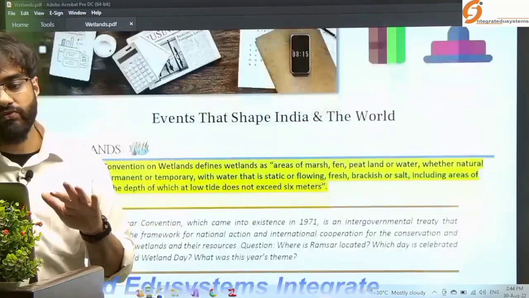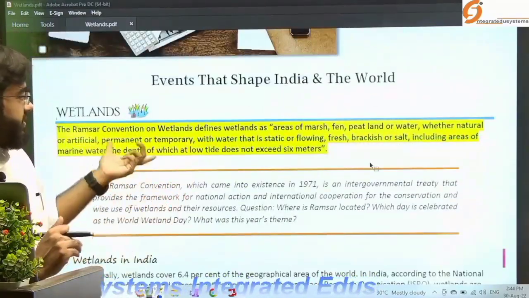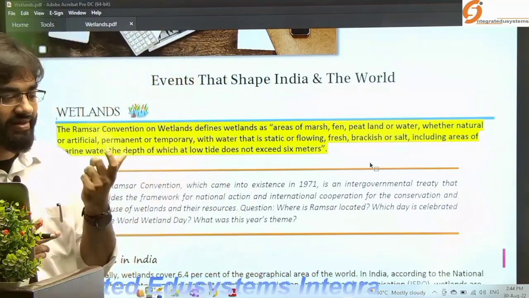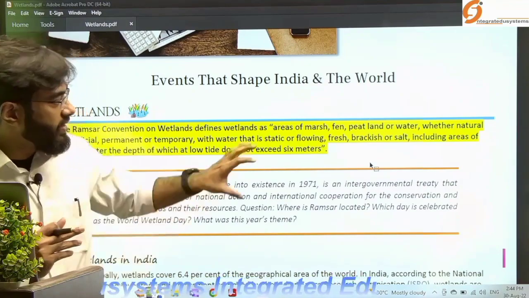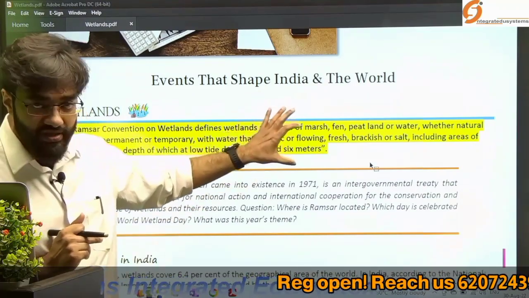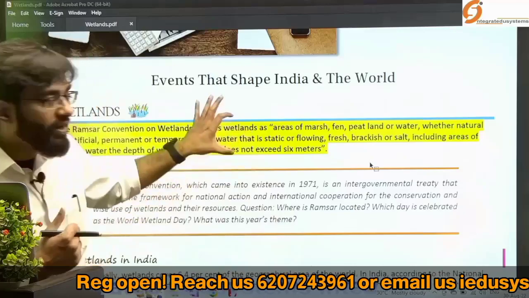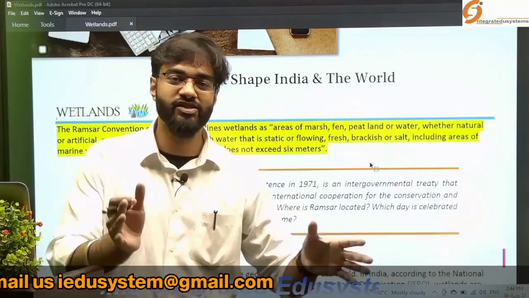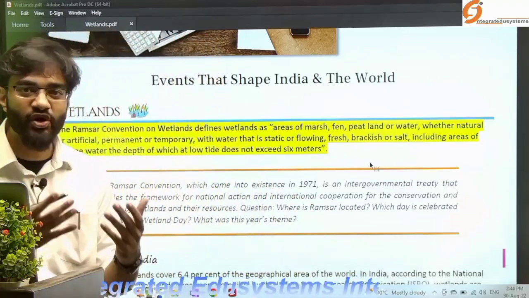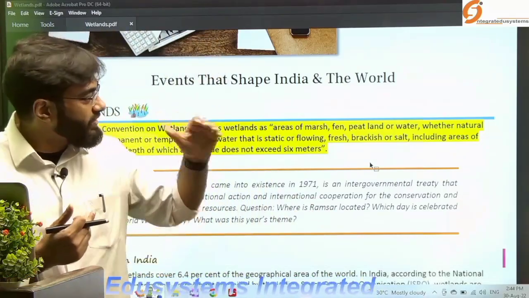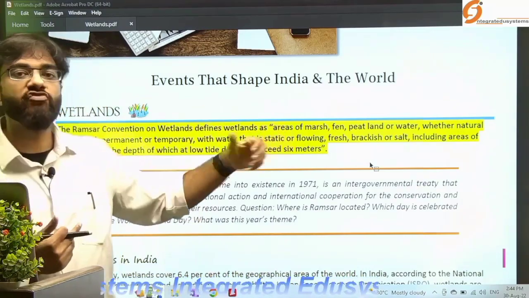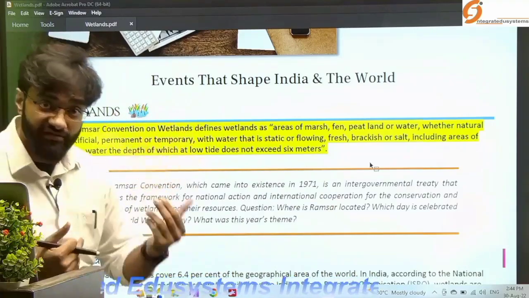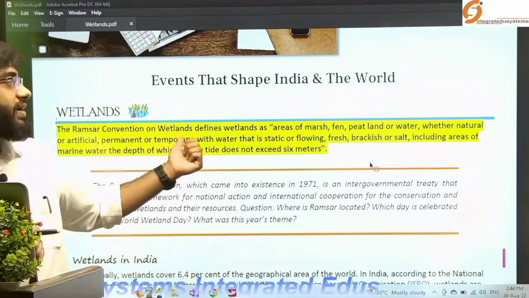So first of all, what is a wetland? You might have come across the term Ramsar Convention, and World Wetlands Day, which is on 2nd February every year, and the themes keep changing. So what is meant by wetland? Just a pond, or a puddle where water gets collected after rainfall, does not conform to a wetland. A wetland is exactly areas of marsh, fen, peatland, natural, and there are artificial wetlands also, with permanent or temporary water.